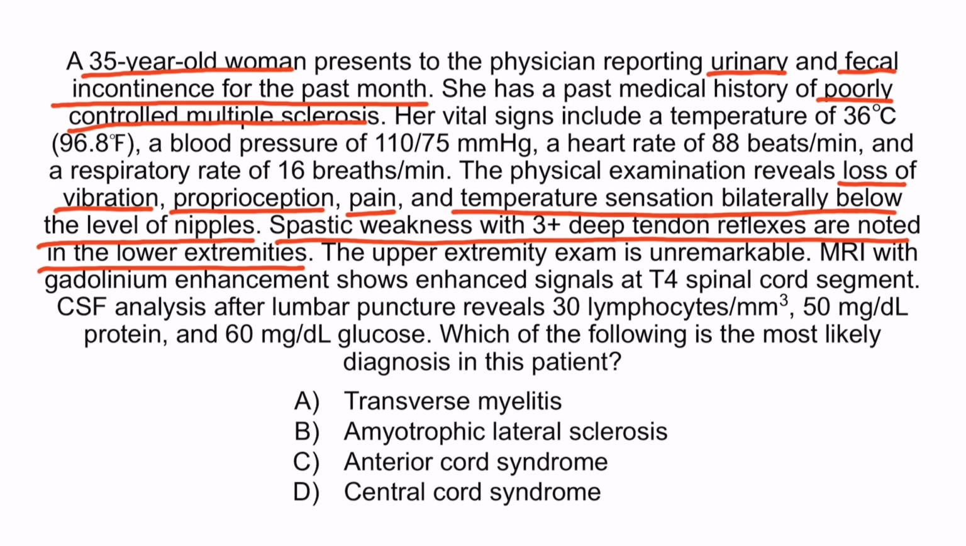MRI with gadolinium enhancement shows enhanced signals at T4 spinal cord segment. CSF analysis is significant for mild pleocytosis evidenced by 30 lymphocytes, and mildly increased protein with a level of 50. All these findings point to the diagnosis of transverse myelitis. Transverse myelitis is even more likely given the patient's history of multiple sclerosis. Therefore, the correct answer is option A.